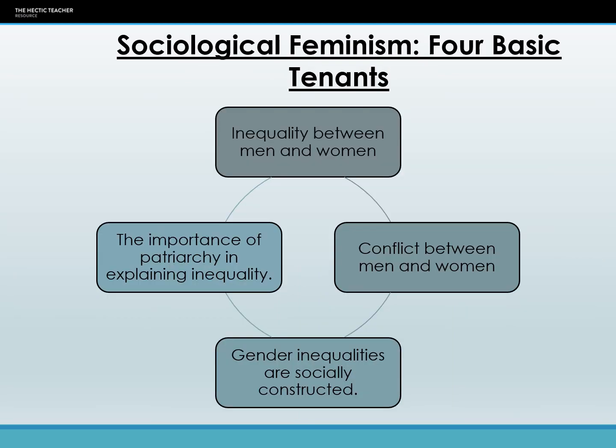So what are the 4 basic tenets of feminism? The 4 basic tenets of feminism is the acceptance and acknowledgement of inequality between men and women, with power, status, pay, expectations, gender roles. There is a difference between men and women. They also argue that this difference leads to conflict between men and women.